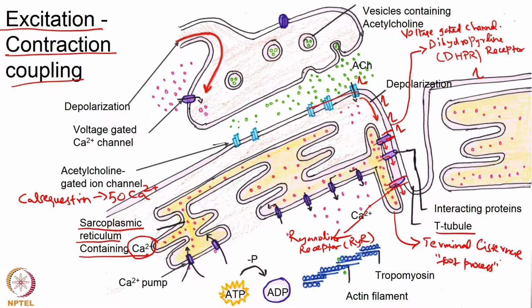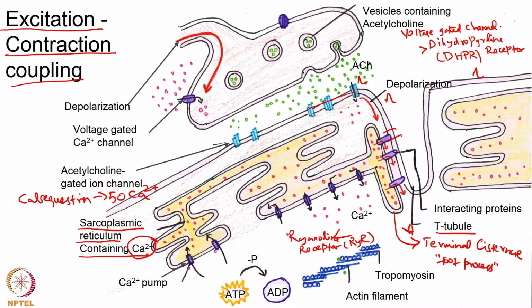Okay. So, these two are in very close proximity in the T tubule, such that whenever the DHP receptor opens, the ryanodine receptor also opens. Whenever an action potential reaches the T tubule, the DHP receptor opens and thus opens the ryanodine receptor, causing an efflux or outflux of calcium from the sarcoplasmic reticulum into the sarcoplasm of the muscle, right.